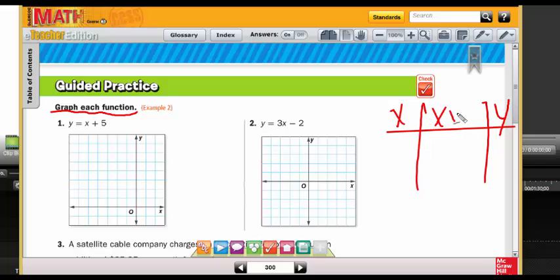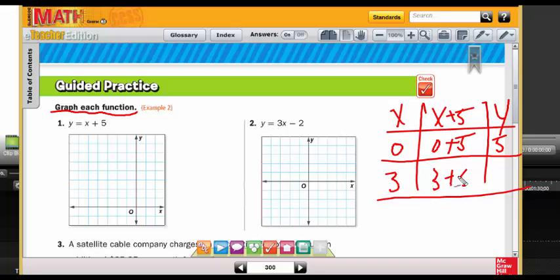We have a rule of x plus 5. If we put in 0, that's 0 plus 5 would be 5. If we put in 3, that'd be 3 plus 5. That would be 8. I think an easier way to look at this would be to recognize that we have a y-intercept of 5. So we're going to put 1, 2, 3, 4, 5, put our point at 5, and we have a slope of 1 over 1. So we can rise 1, run 1.